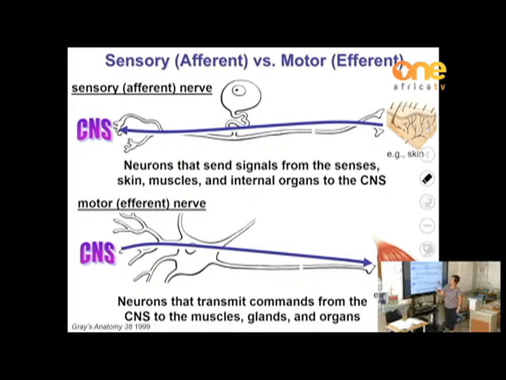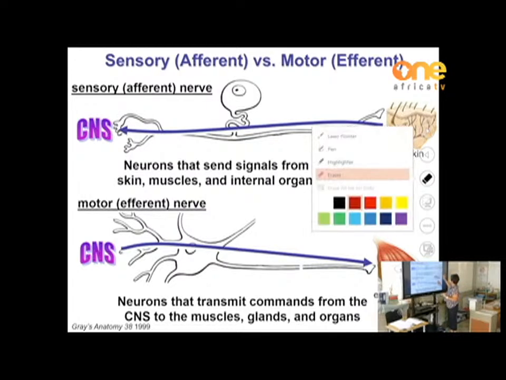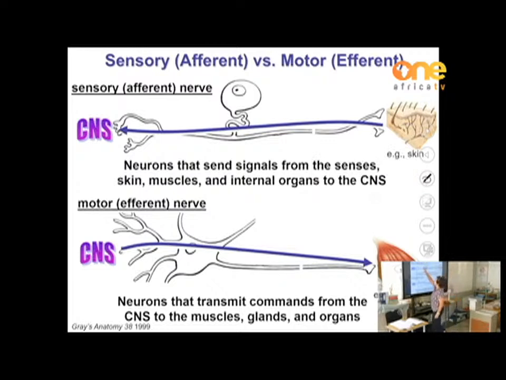Right. Why do we have the word afferent there and efferent there? Afferent means towards. Efferent means away. Nee. And I use the Afrikaans here to say that afferent is na. Because what is the nervous system about? To get to the brain. Nee.